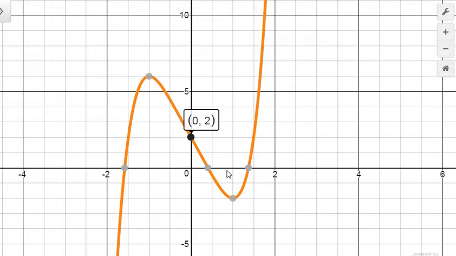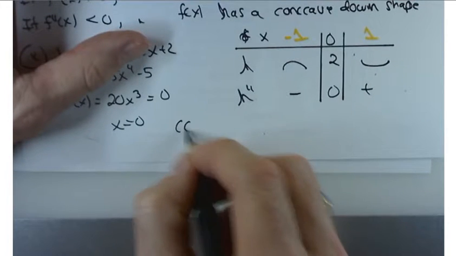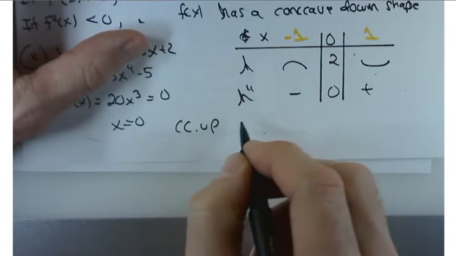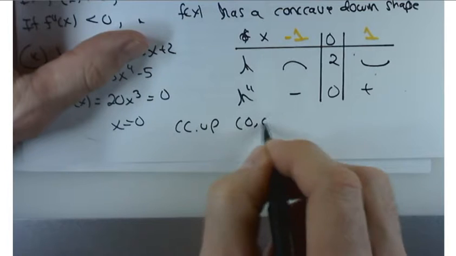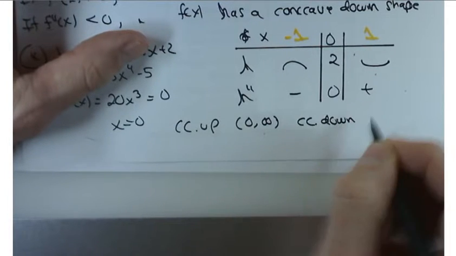So going back here to the graph or to our work, it's concave up on 0 to infinity, and concave down on negative infinity to 0.